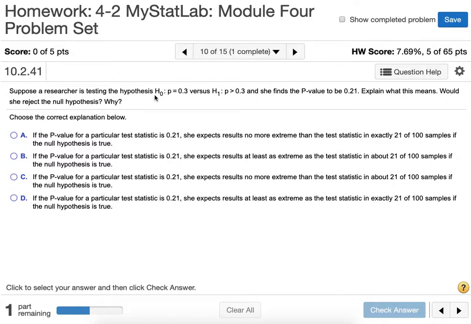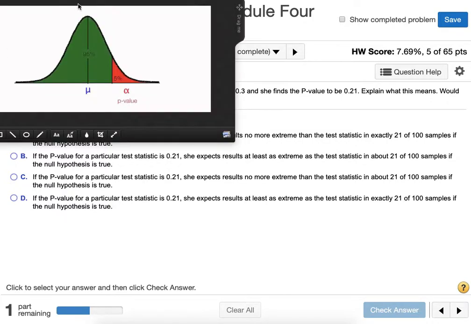Suppose the researcher is testing the hypothesis that the population proportion is equal to 0.3, and the alternative hypothesis is that the population proportion is greater than 0.3, and she finds the p-value to be 0.21. Explain what this means. Would she reject the null hypothesis? Why? Okay, so we've got some good information here, and I pulled this image so that we can take a look at it together.